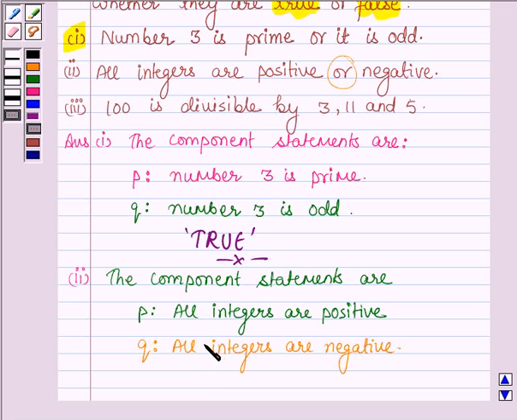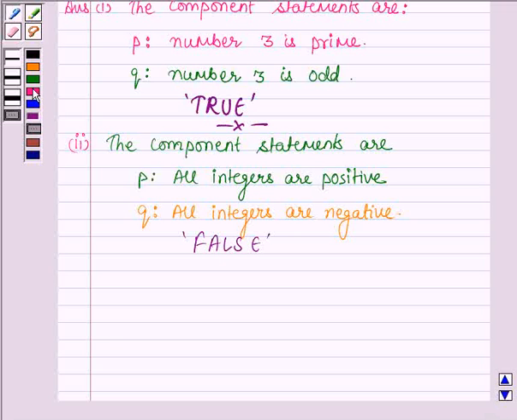And here both the statements are false, since integers are either positive or negative. All the integers cannot be positive, neither all the integers can be negative. So this completes the second part also.